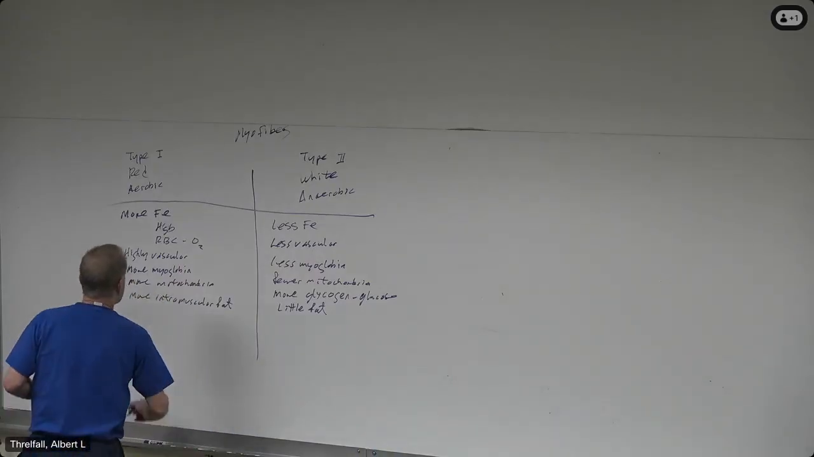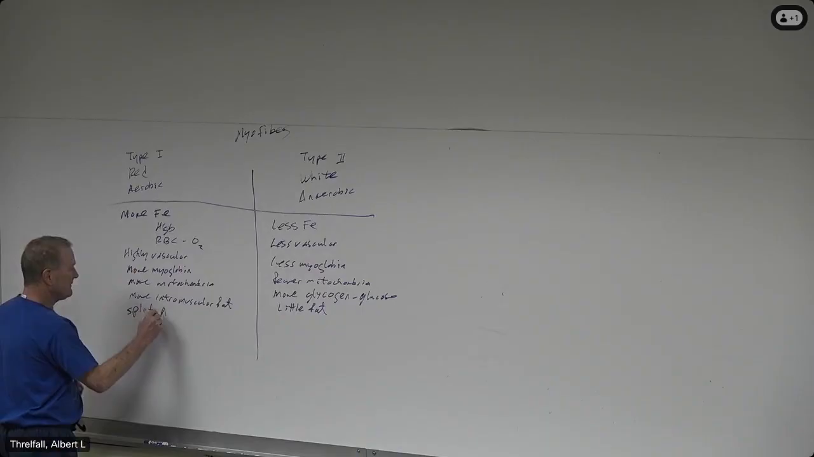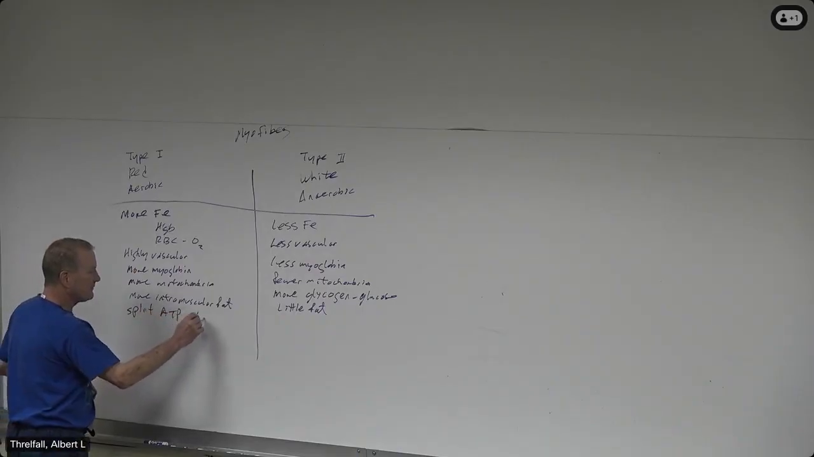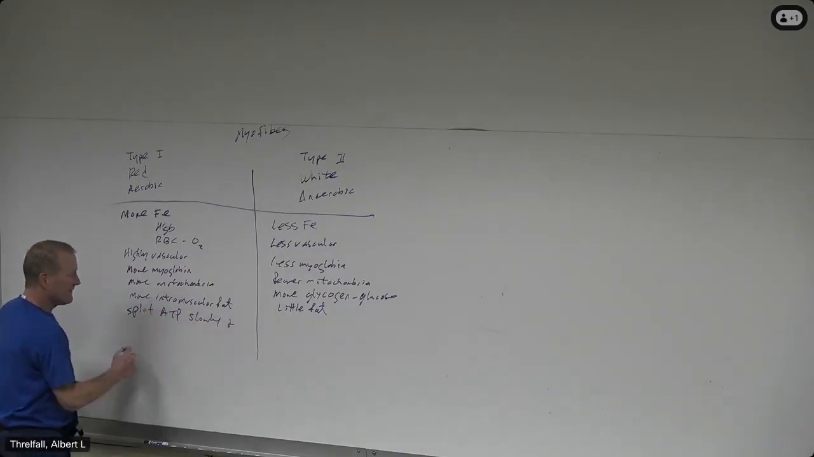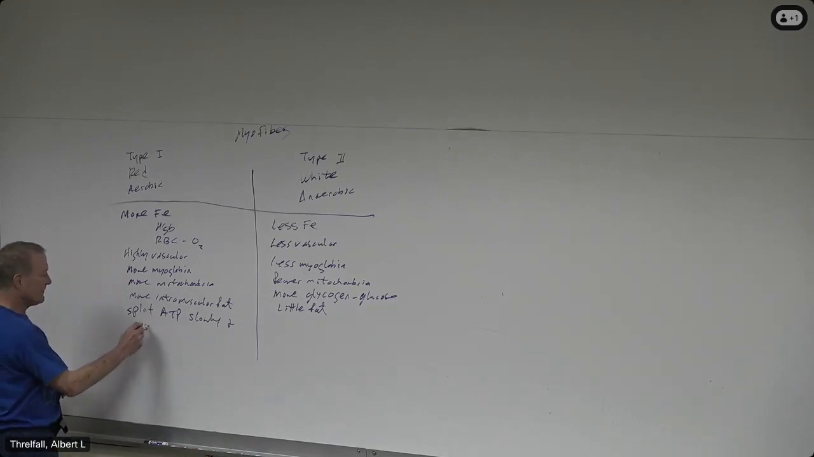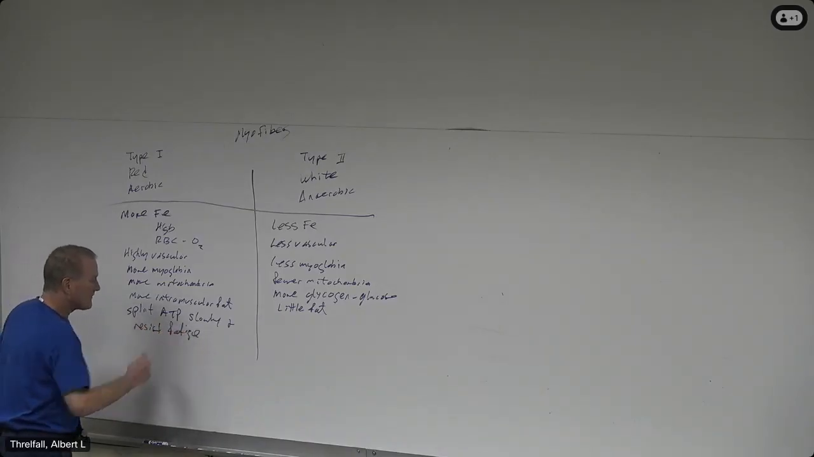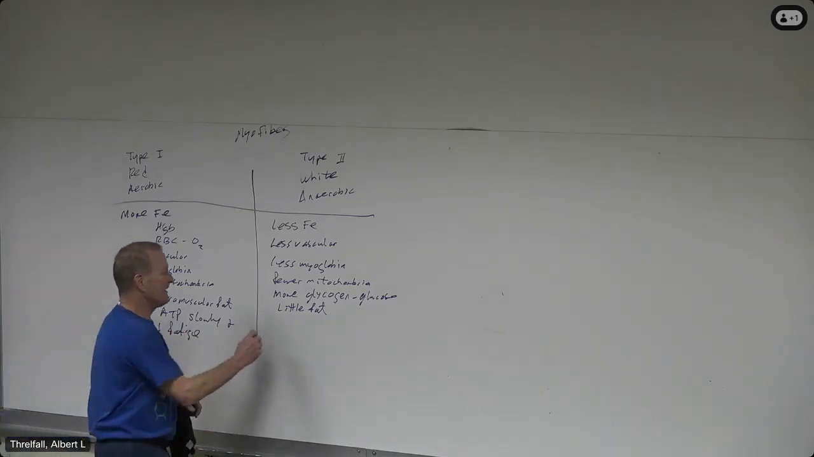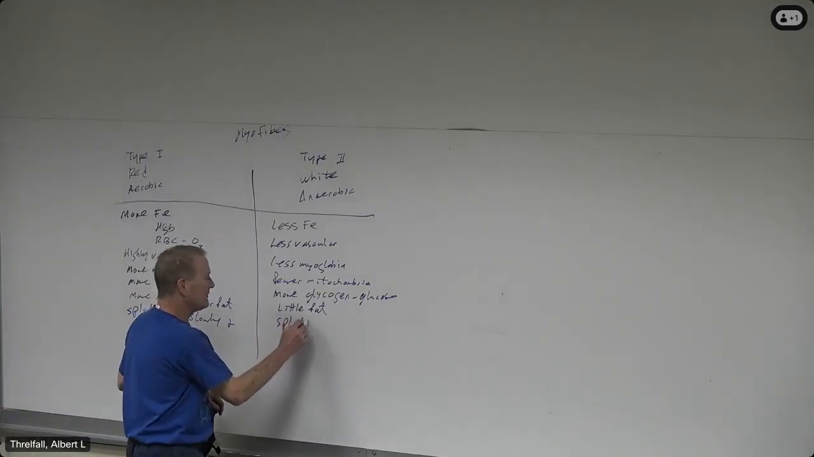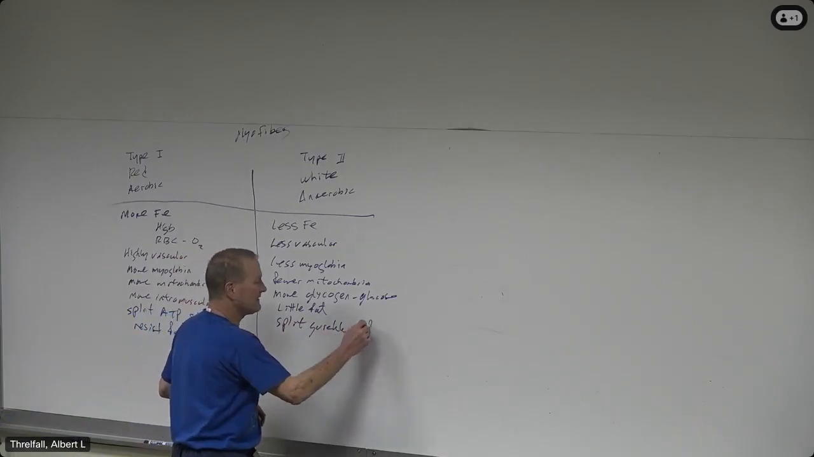Okay, the red fibers split ATP slowly and resist fatigue. The white fibers split ATP quickly and fatigue easily.